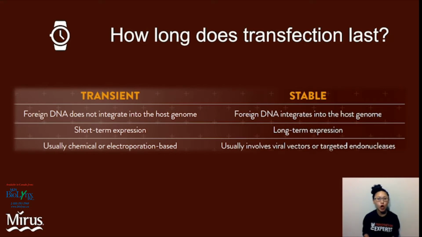And there are protocols for selecting these rare events, but often other methods are employed, such as virus-mediated transduction or endonuclease-mediated genome editing to permanently edit a cell's genome and create a stable cell line.